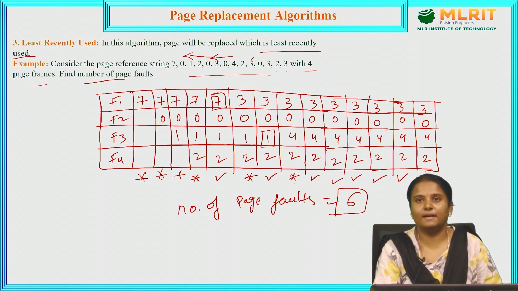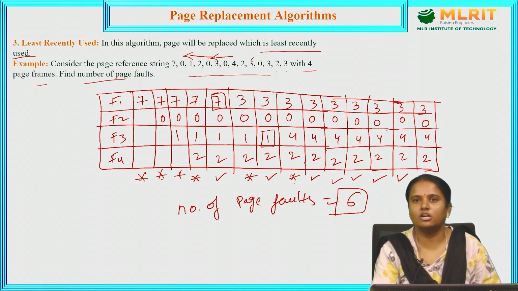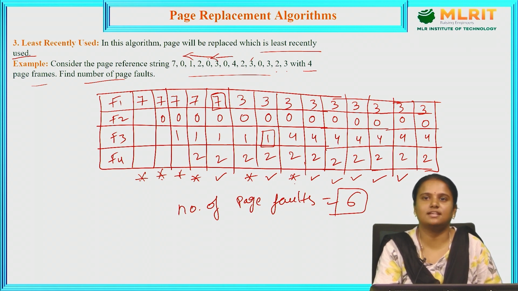In optimal, we are removing the page which is not used in future, and in LRU we are going to remove the page which is least recently used. We are replacing it with the new page. These are the 3 page replacement algorithms.